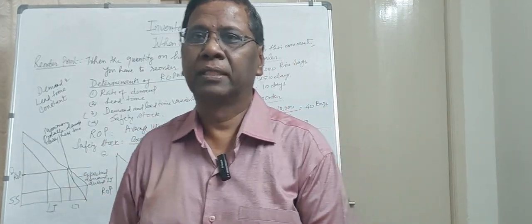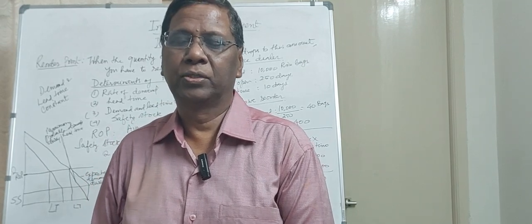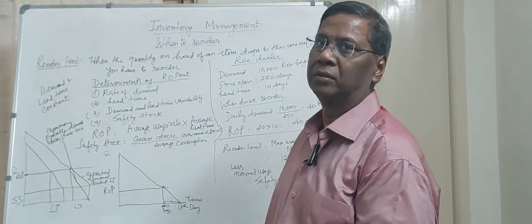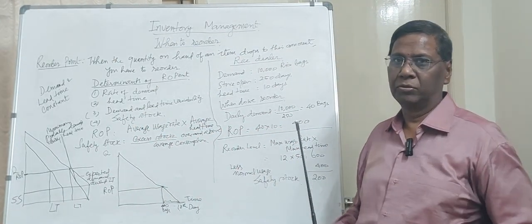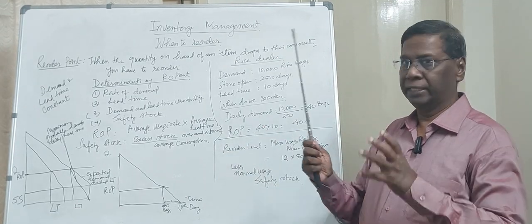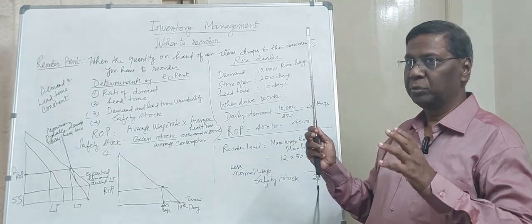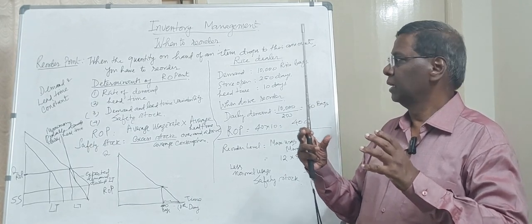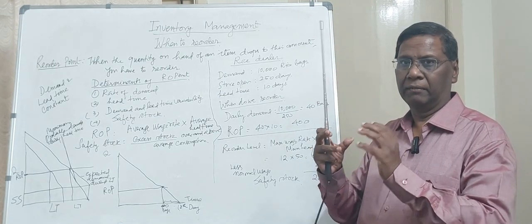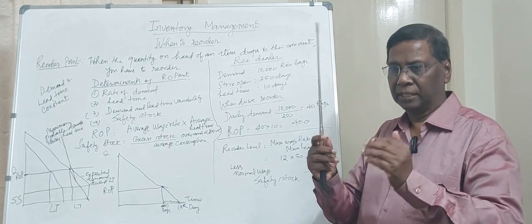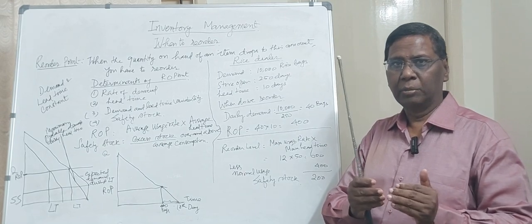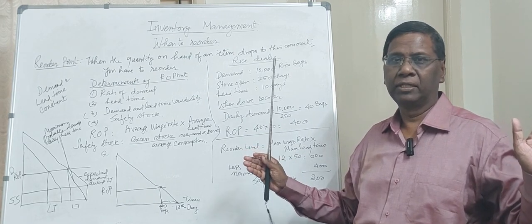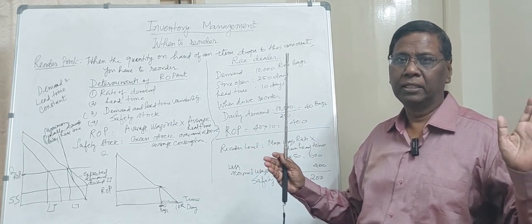So we'll again explain the reorder level and reorder point with some examples so that you will have a clear idea. When do we have to reorder? That is the question. When the quantity on hand of an item drops to this amount, meaning lead time consumption, then you have to reorder it. If it reaches that particular level, you have to reorder so that the existing stock will get exhausted by the time the lead time expires and the new goods arrive. You will not have any shortage of goods.